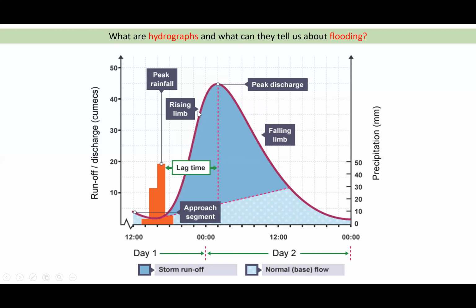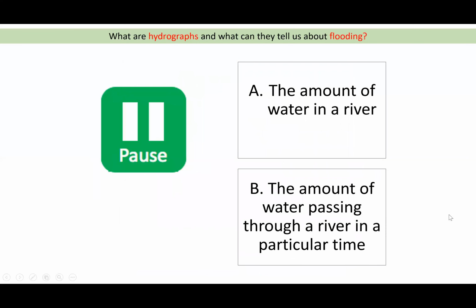We also have the rising limb, which is just the name given to when the discharge is increasing, and the falling limb, which is the name given to when the discharge is decreasing. Right, I'd now like you to pause the video and point to the definition of discharge.